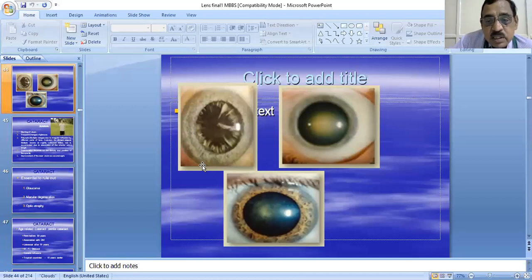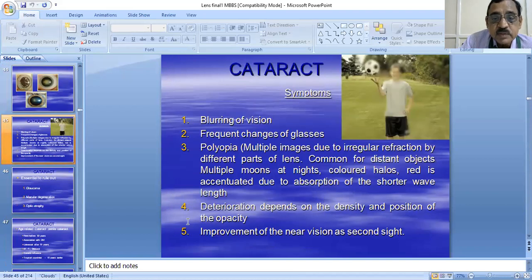So these are the pictures of an immature senile cortical cataract. The first one is a black cataract, and this is an immature senile cortical cataract, and this is also an immature cataract. So the various symptoms the patient may present with in cataract. As you see in the photo, the person is trying to hold the ball. A person with cataract will have a vision like this.